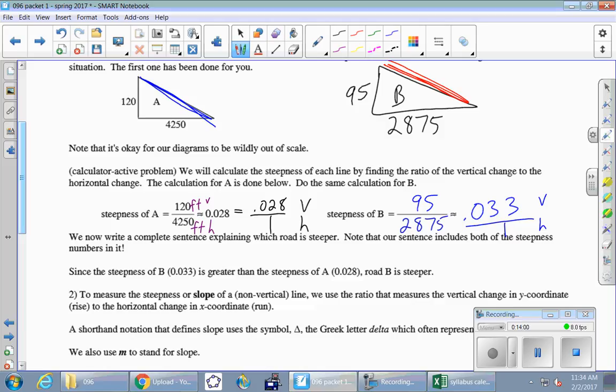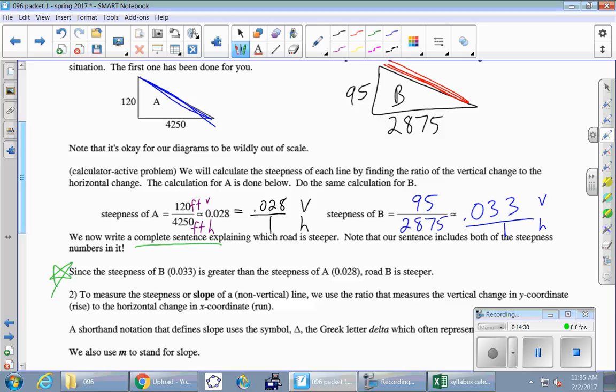Okay, so here is a complete sentence justifying what we just said. Since the steepness of B, and we're including the number here, 0.033, is greater than the steepness of A, again including the number 0.028, road B is steeper. Okay, and I promised that we were going to change the word steepness into something else. What's really the word that we're defining? It is slope, right? I'm not going to call it the steepness, although that's what slope is measuring.